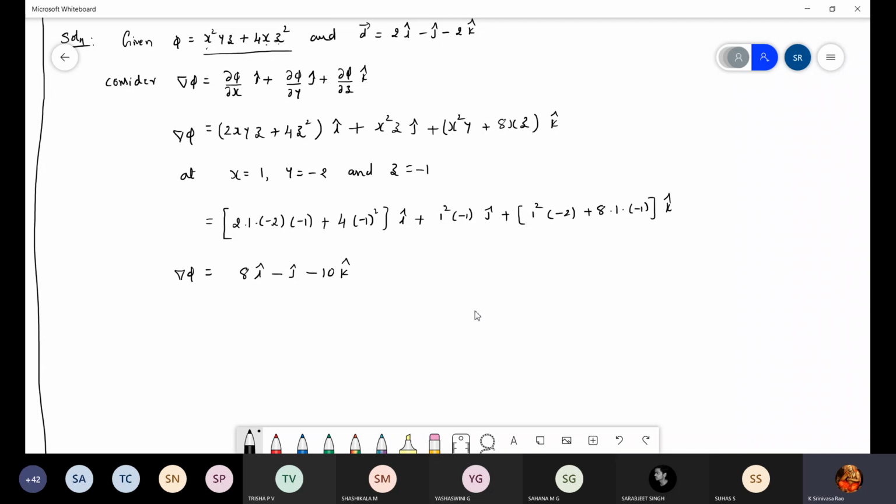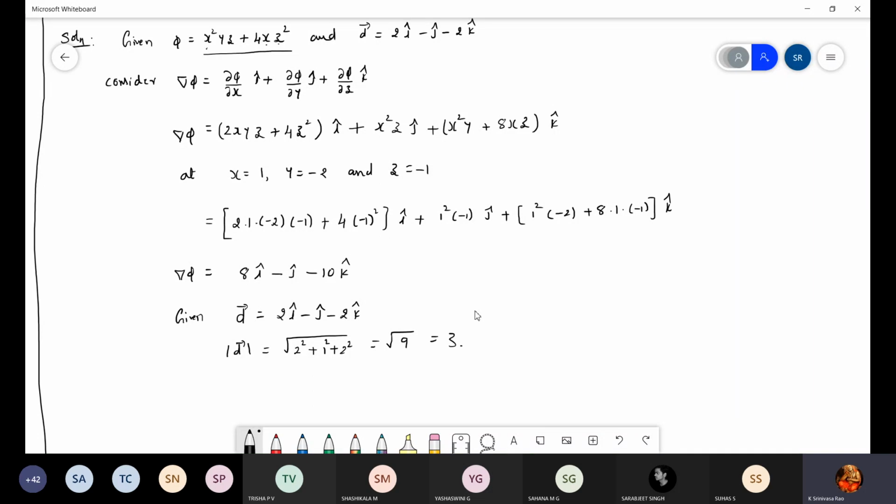Now coming to the directional vector, calculate d cap. Given vector D equals 2i minus j minus 2k. So calculate its magnitude. Therefore, magnitude of D equals square root of 2 square plus 1 square plus 2 square, that is root 9, that is 3.